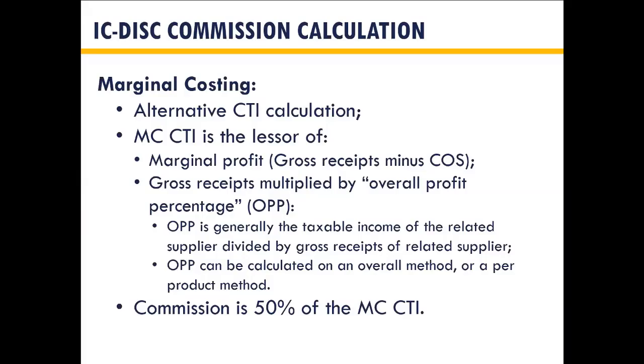The marginal costing method is basically an alternative way to calculate your combined taxable income. So your marginal costing combined taxable income is the lesser of either your marginal profit, which is your gross receipts less cost of goods sold, or your gross receipts multiplied by what's called an overall profit percentage, or OPP. The OPP is generally your taxable income of the related supplier divided by the gross receipts. And then your commission would be 50% of that marginal costing CTI.